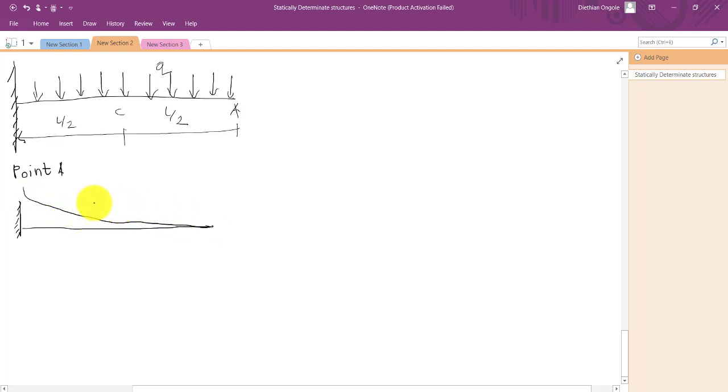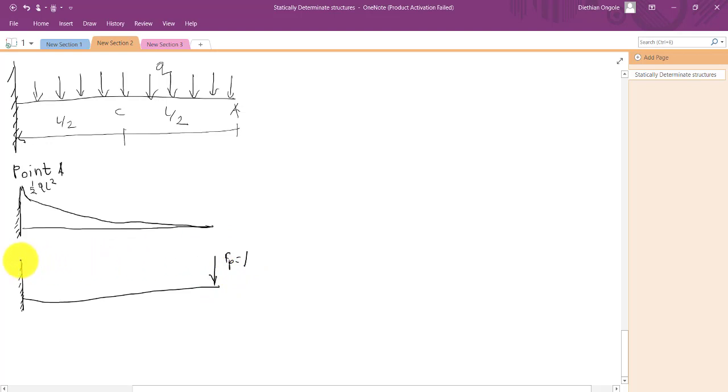Instead of a straight line this time, we have a curved line. So here the magnitude, as known to us, would be a half QL squared. Then the next thing, we draw the bending moment diagram due to the action of the unit force at the point whose displacement is required. For this case it is point A, so we add there a force Fp equal to 1.